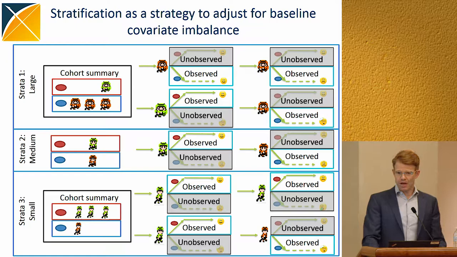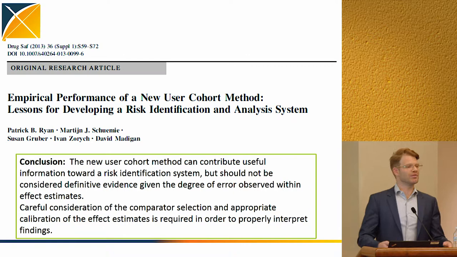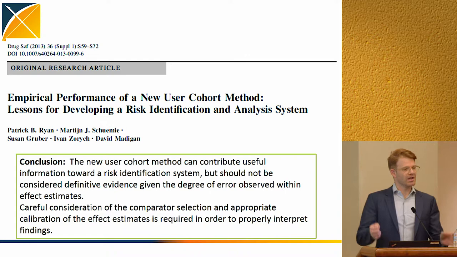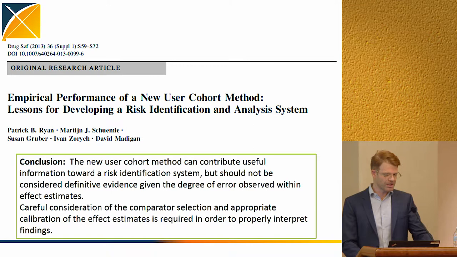So this is a nice method for trying to establish causality using observational data, but as Patrick and Martijn's paper here concludes, this is a nice paper on the empirical evaluation of this method. I've talked through some of the intuition and theory behind using propensity scores to do cohort studies, but how does it actually perform? Well, these guys created a bunch of simulated data and a million different scenarios and actually tested to see how well it does on a variety of performance metrics. They concluded that this is a good method and it can contribute useful information towards a safety and risk identification system, but it shouldn't be considered definitive because there's definitely error involved in some of it, and you should carefully consider what your comparators are.